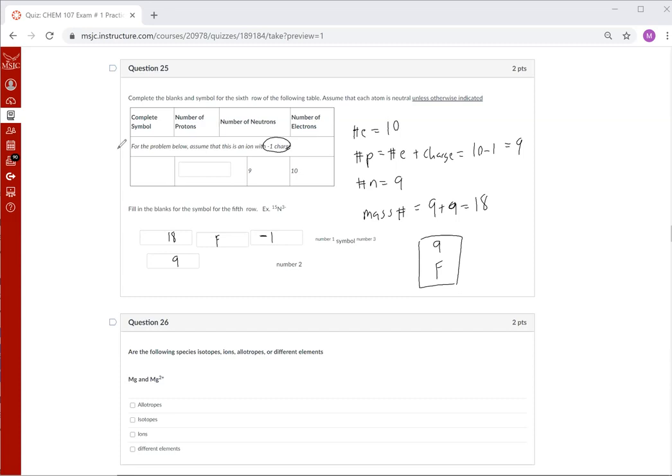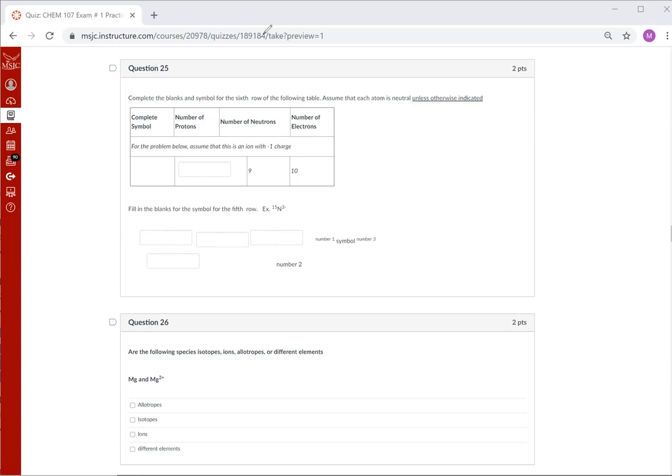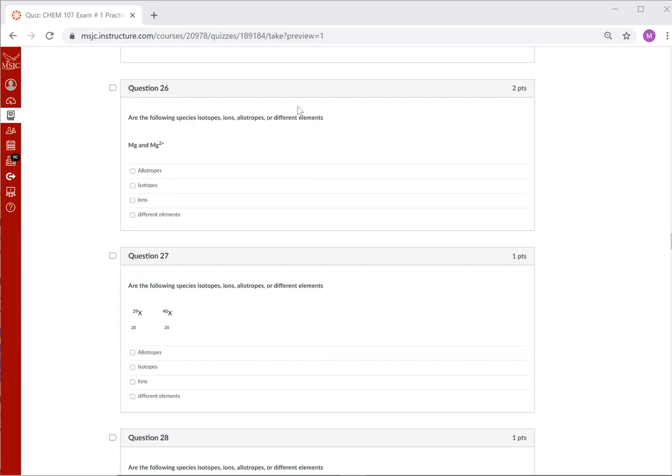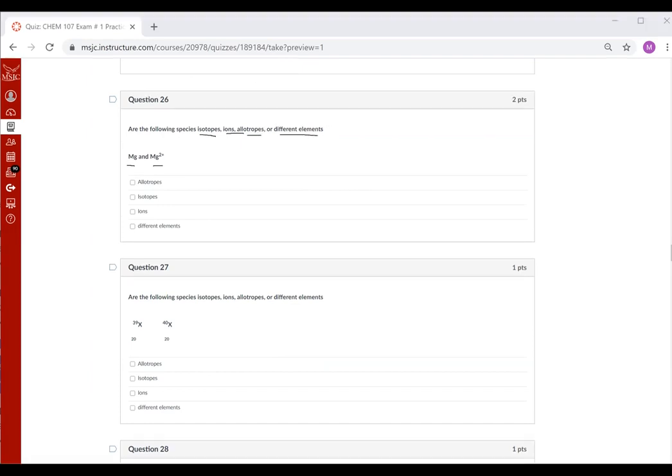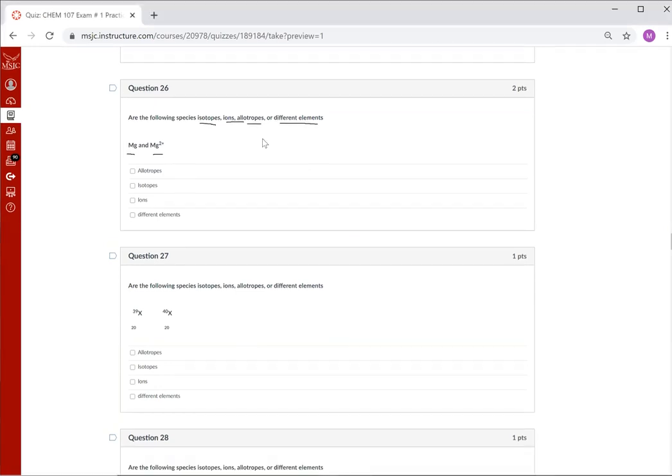So let's clear this drawing. And if you have any questions, of course, don't be shy to ask them in the chat or verbally. So in this case, we're now asked to determine whether the following species are ions, isotopes, allotropes, or different elements. So magnesium and magnesium 2+. So what do we think? Are those isotopes, ions, allotropes, or different elements?